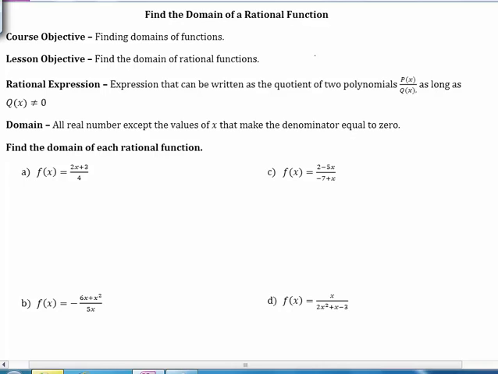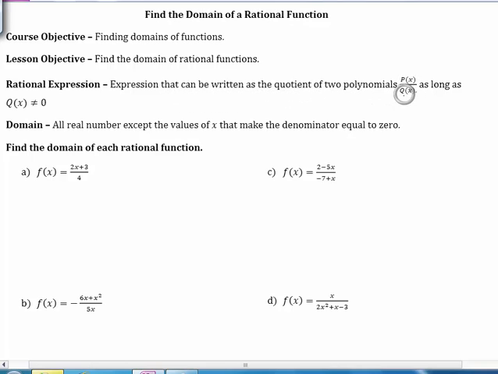This lecture is on finding the domain of a rational function, and so there are a couple of things that I want to talk about before we get into talking about the domain for a rational function. First, what a rational expression is. A rational expression is an expression that can be written as the quotient of two polynomials.